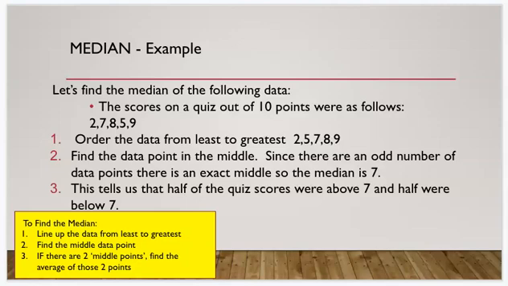This tells us that half of the quiz scores were above 7 and half of the quiz scores were below 7. So the median is 7 points.